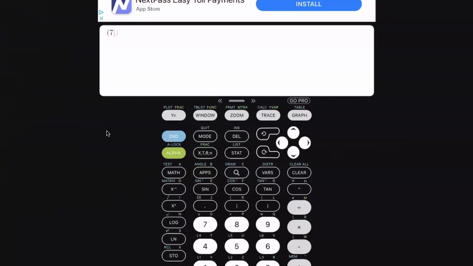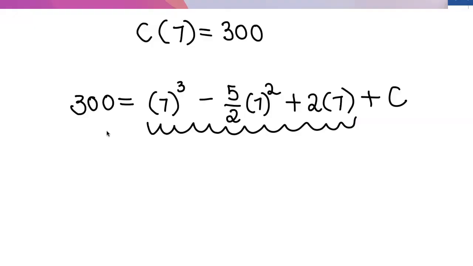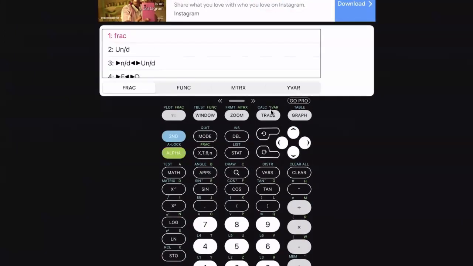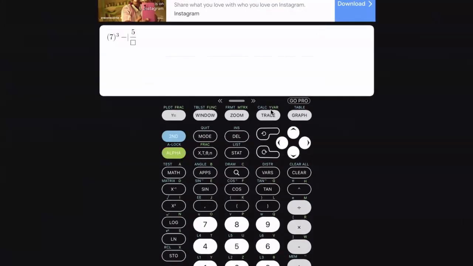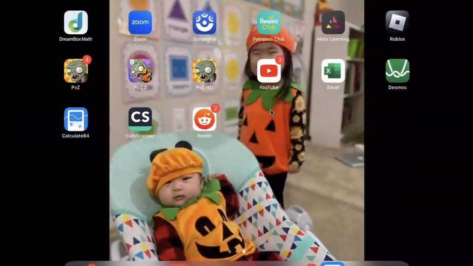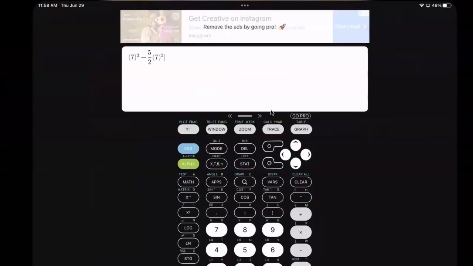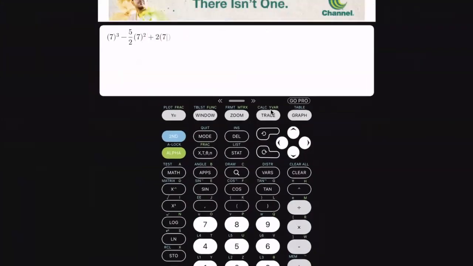Okay. 7 cubed, wasn't it? 7 cubed. Minus 5 over 2, 7 squared. Alright, what's next? Plus 2 times 7. Okay. Plus 14. I type all those in.